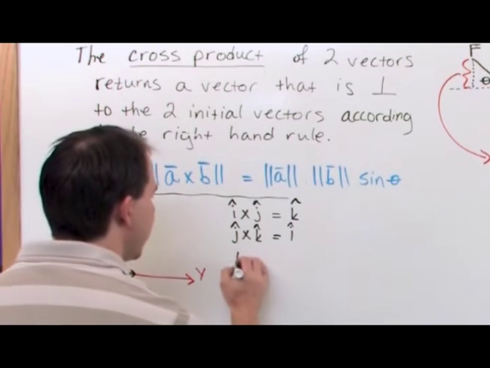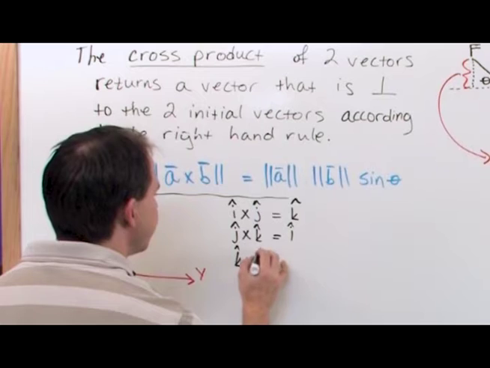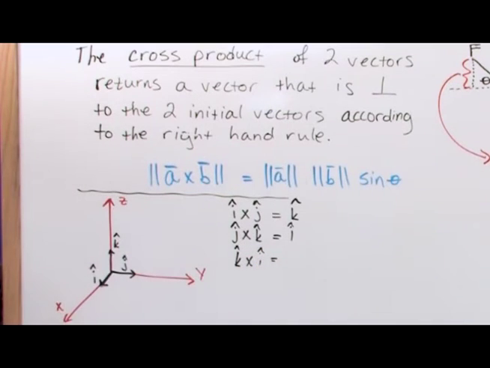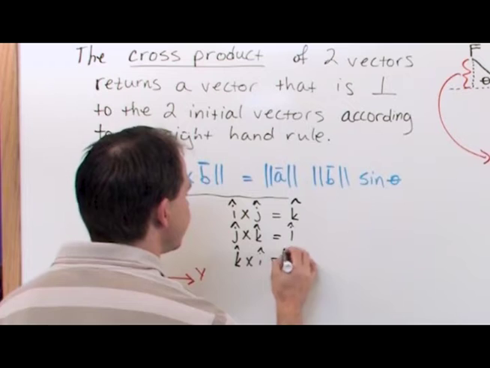And let's do K cross I, okay? Taking K and cutting into K first and then cutting into I, you'll be pointed to the right, and that's going to be the J vector, okay?